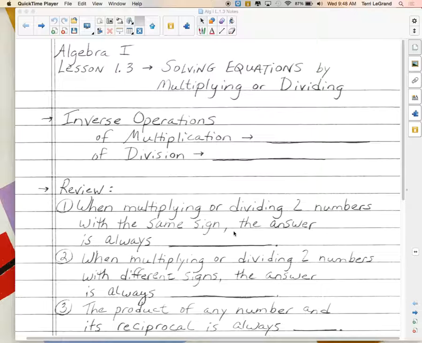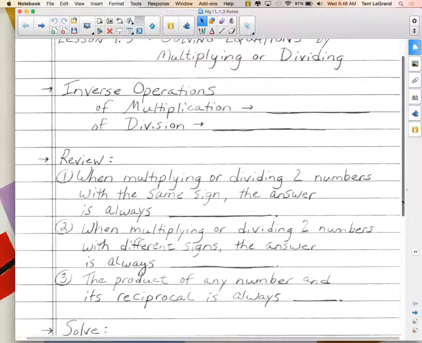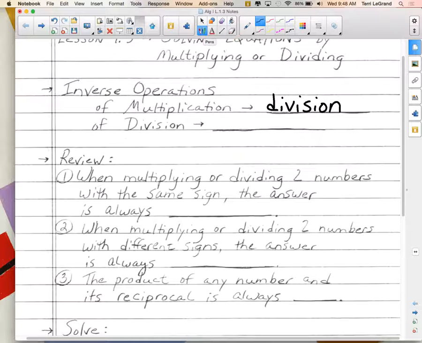Well, the first thing we need to do is review some things. What is the inverse operation of multiplication? How do we undo multiplication? With division, yeah, with division. So we're going to, but I do have to put a little, it's not always that we have to undo multiplication with division.